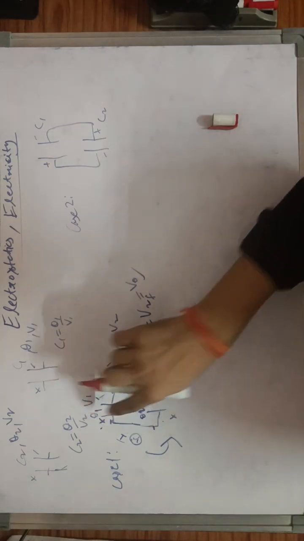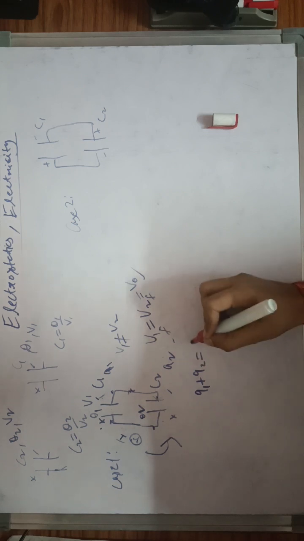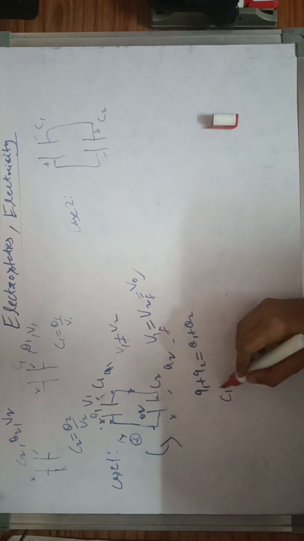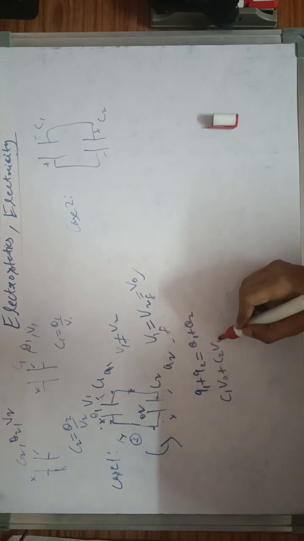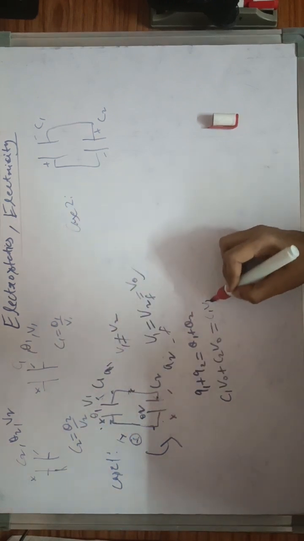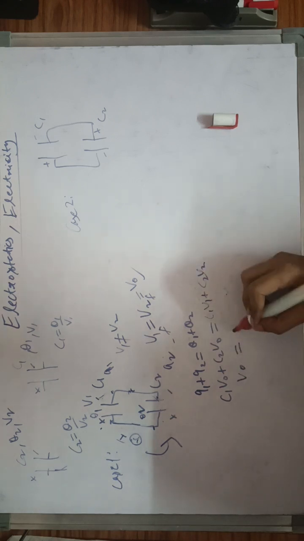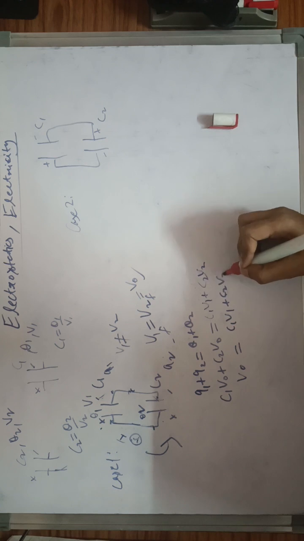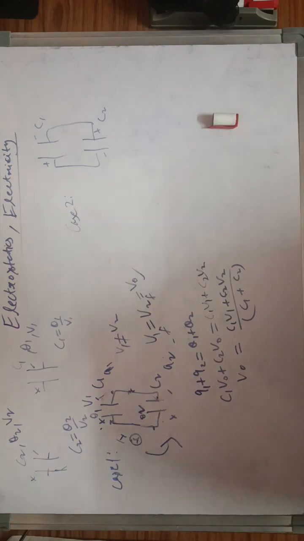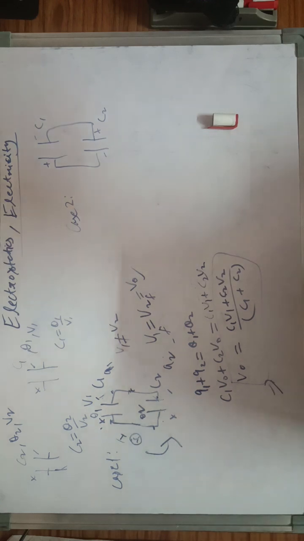Since the total charge on this plate is conserved, because charge cannot be destroyed, Q1 plus Q2 should be equal to Q1 dash plus Q2 dash, and we know that Q1 dash plus Q2 dash can be written as C1 V0 plus C2 V0. This is the final charge, and Q1 can be written as C1 V1 and Q2 as C2 V2. This gives V0 equal to C1 V1 plus C2 V2 upon C1 plus C2. So that is the formula of potential at the equilibrium state.